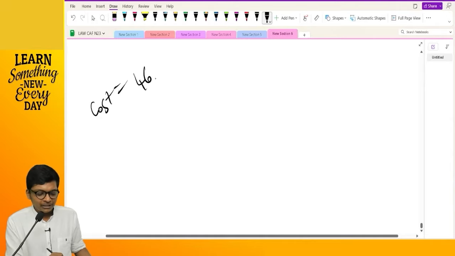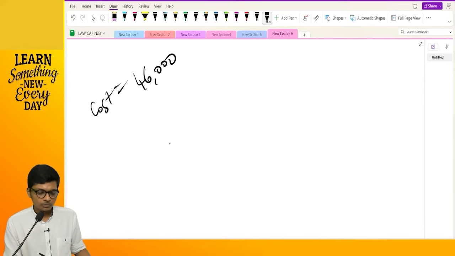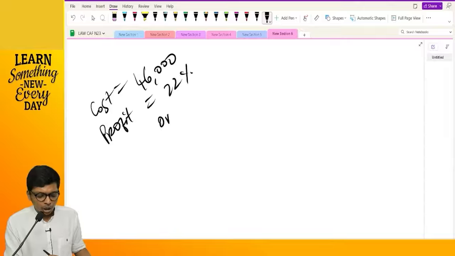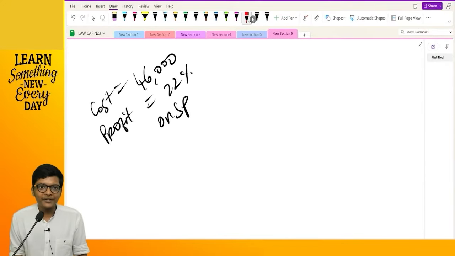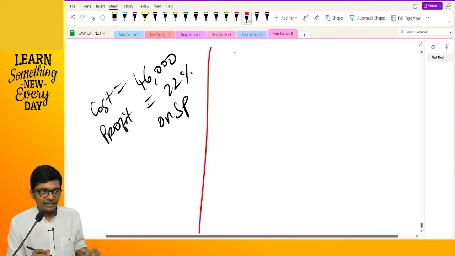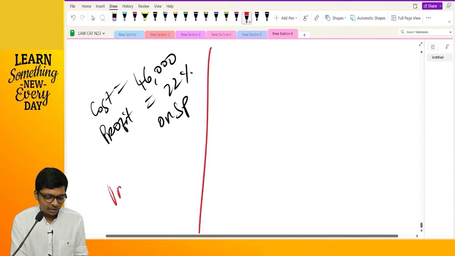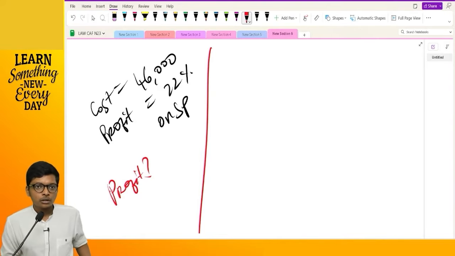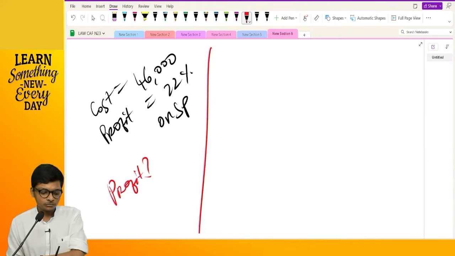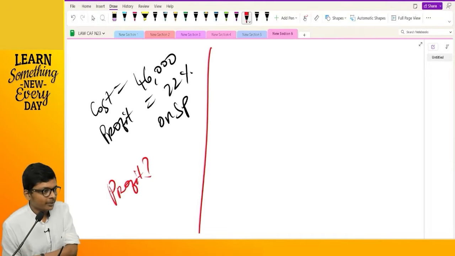Cost is 46,000. Profit is 22% on selling price. How much is profit? Your shortcut 1 by 4, 1 by 5 will not work. Try to do it. I will solve in exactly a minute. Try to find what is the selling price. You should find out. 12974. Others do it. I'll solve in a minute. Try it out.